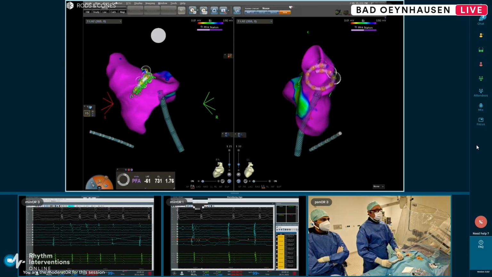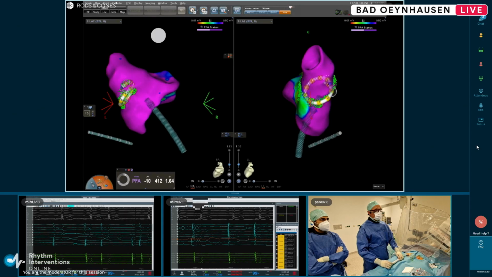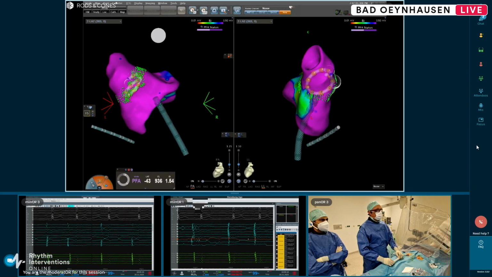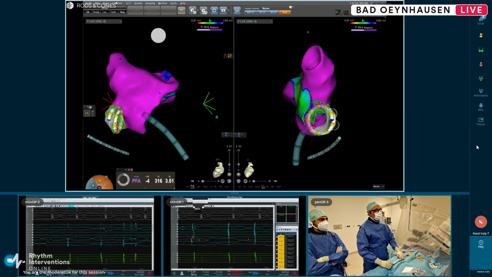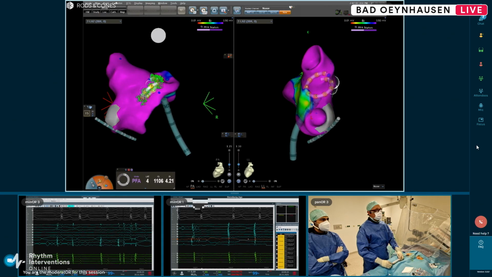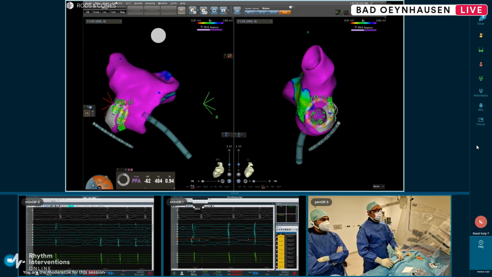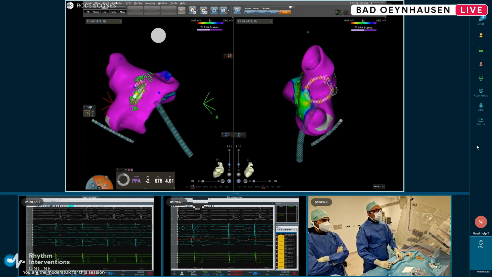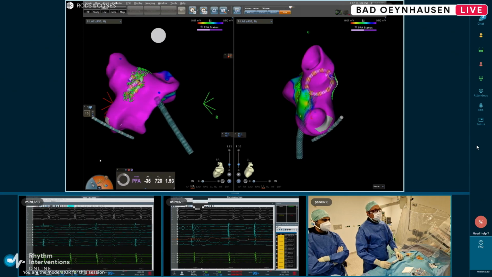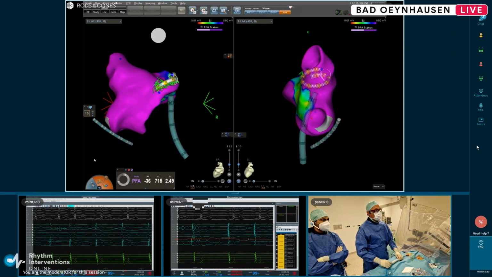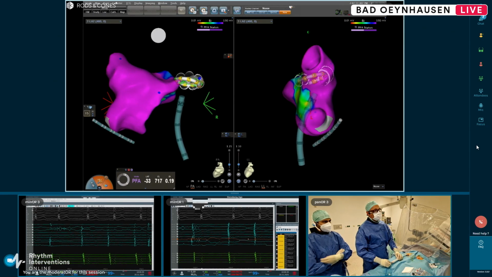So we now check for the left inferior vein as a next step, which is a little bit posterior in this patient. We continue collecting anatomy just for a second. And you see that it is a more or less healthy atrium so far. Going now to the right superior vein.